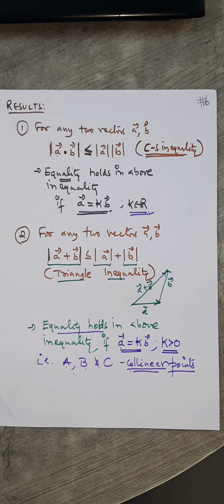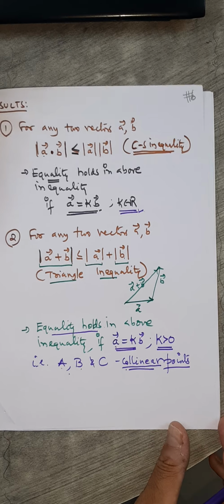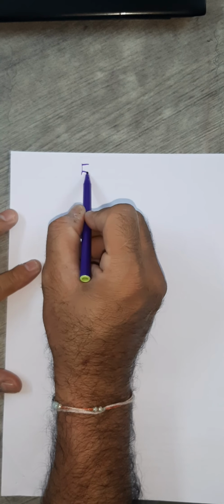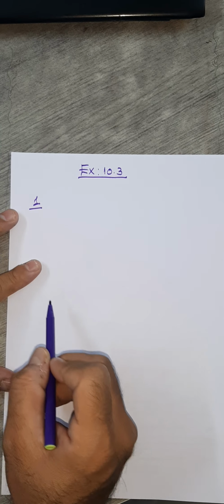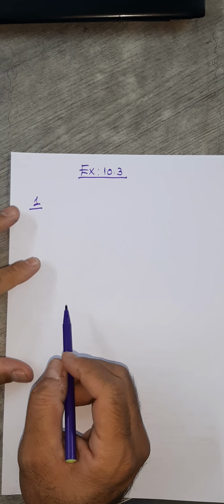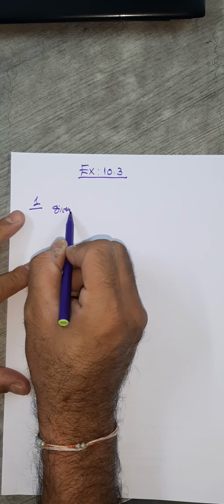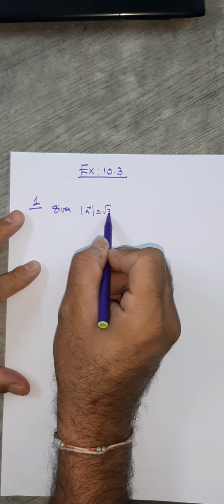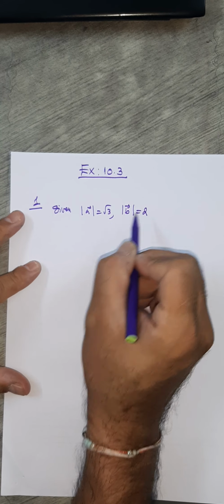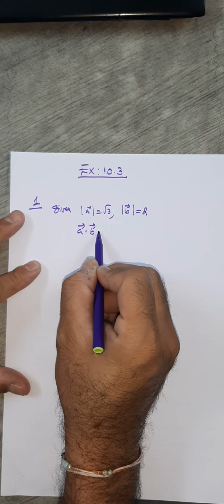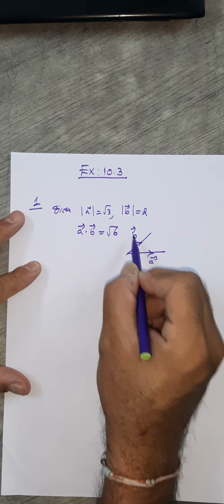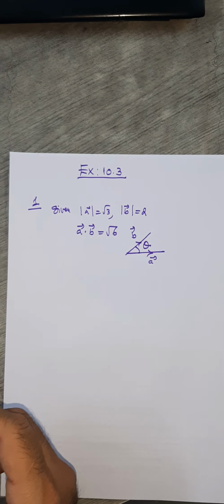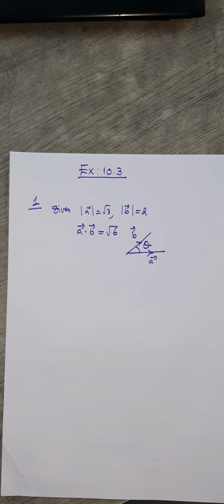Okay, now we go to exercise 10.3, which is a very simple exercise again. So let's go for that. Exercise 10.3. Question number 1, first question. What is asked? Find the angle between two vectors. There you are given their magnitudes. Magnitude of vector A is √3, magnitude of vector B is 2, and the dot product is also given to you. That's √6. So you have two vectors here with their angle, say, theta.